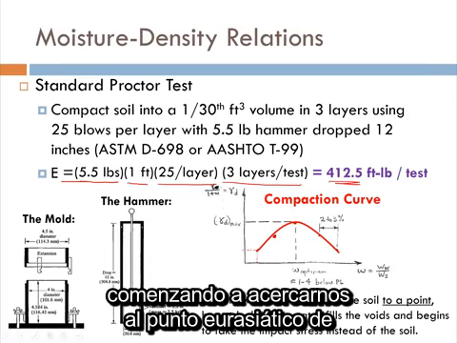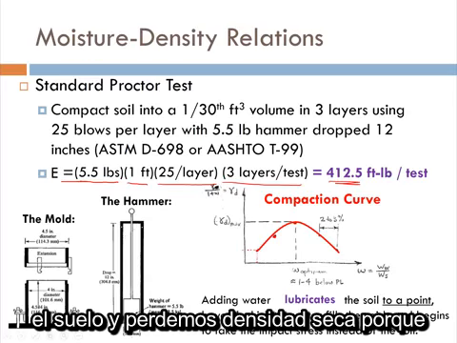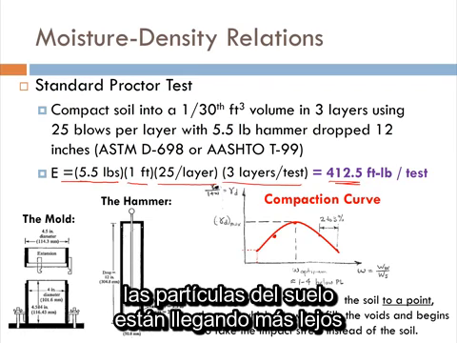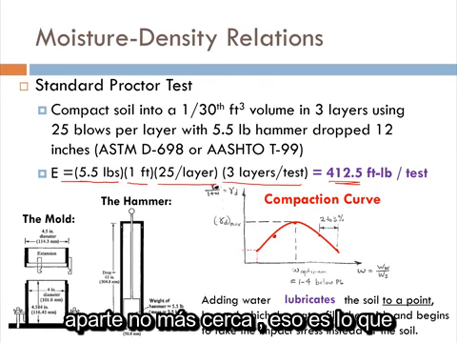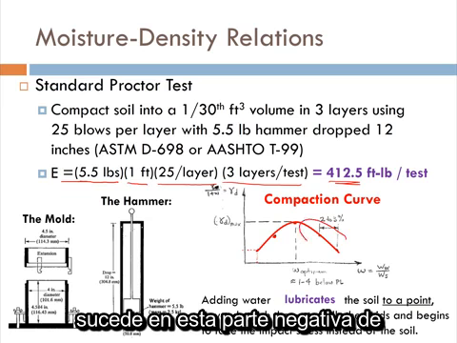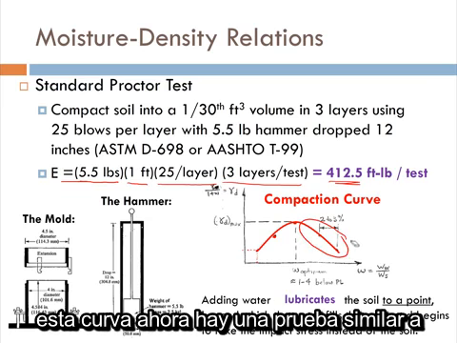At that point, we're beginning to approach saturation of the soil, and we lose dry density because the soil particles are getting further apart, not closer together. That's what happens on this down side portion of this curve.